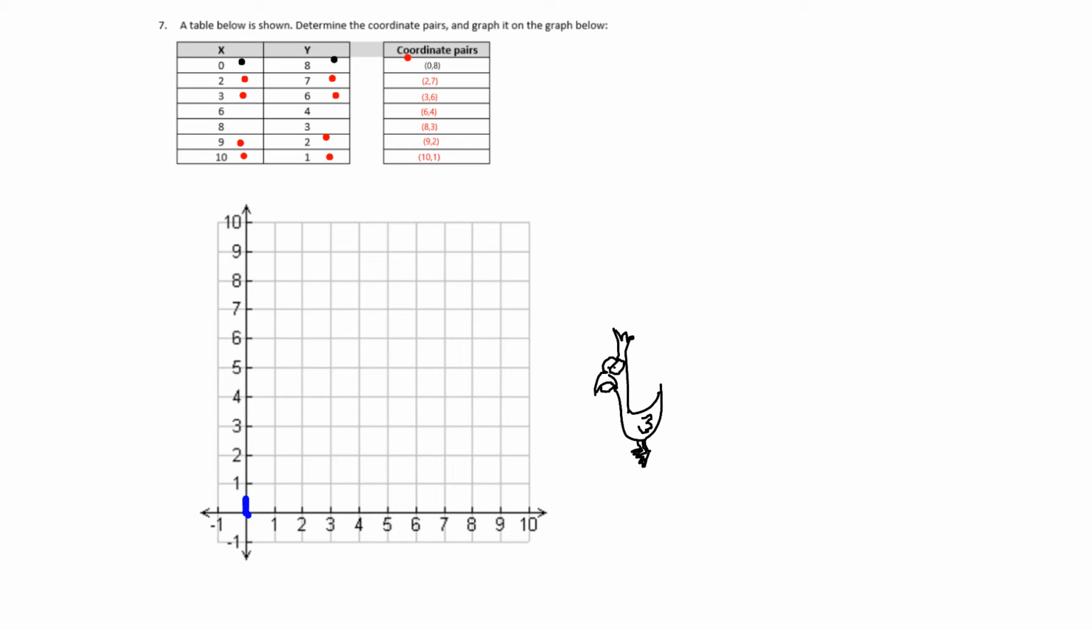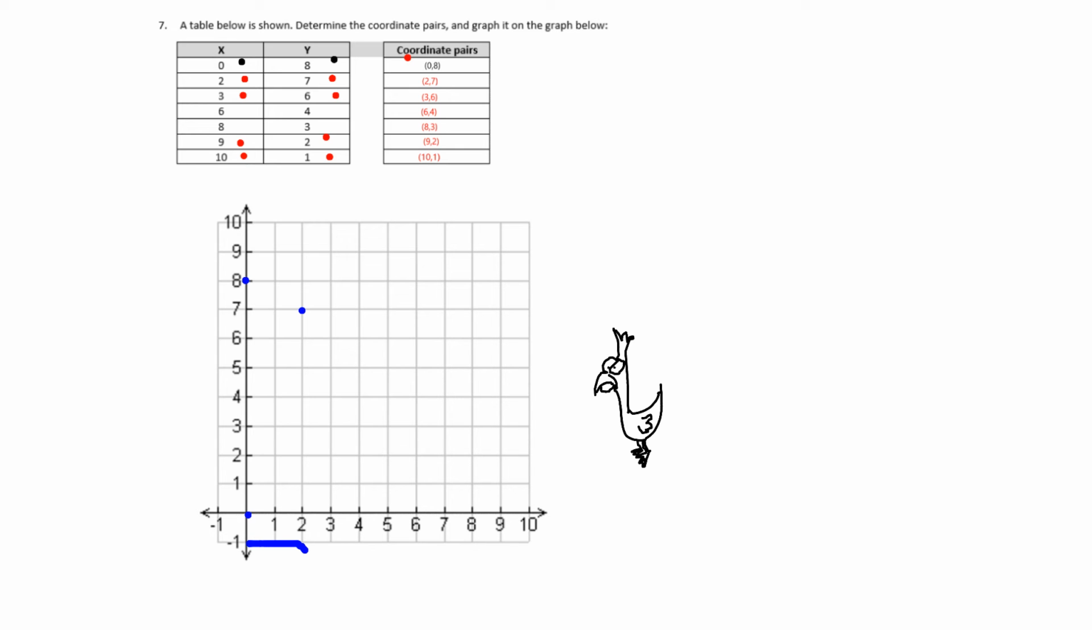Now you don't have to draw that line. I was just doing that for your benefit so you could see kind of what it was. But there's the point right there, 8. All right, so that is 0, 8. The next one I'm going to do is 2, 7. So I'm going to go over 2, and then I'm going to go up to 7, which puts my point right here at 2, 7.